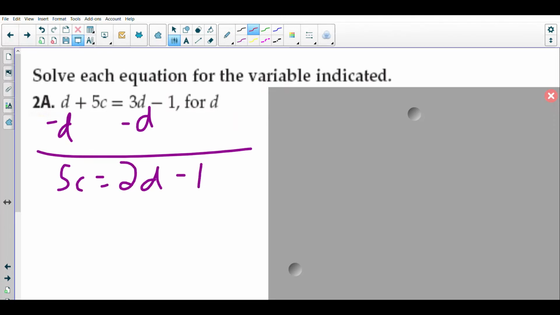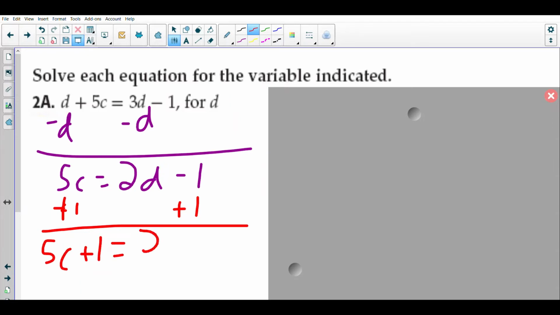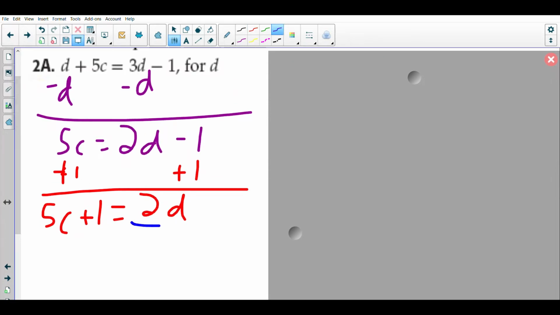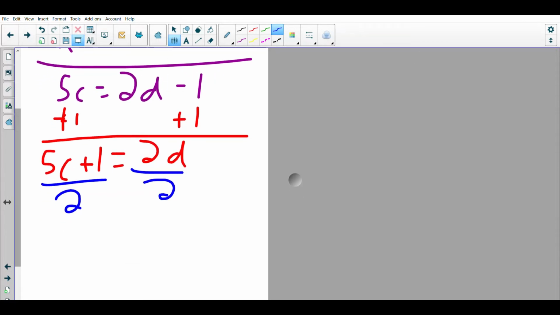Now I got to get rid of that minus 1. I'm going to add 1 to both sides. Now on the left side, I can't combine any like terms, so I just get 5c plus 1 is equal to 2d. And then to solve for d, I'm going to divide both sides by 2. So now there's nothing I can do. I can simplify the fractions, but I'm not going to. I'm going to leave it. So I get 5c plus 1 divided by 2 is equal to d.